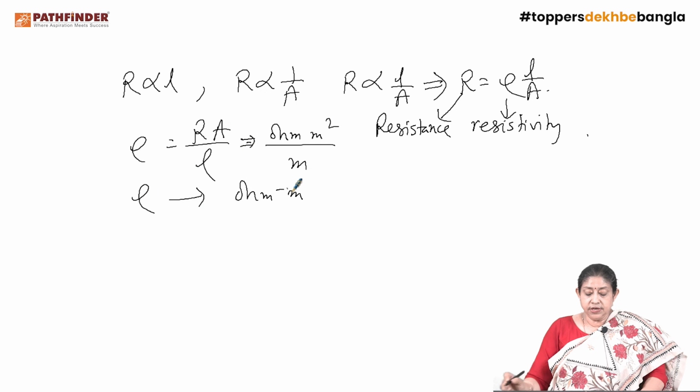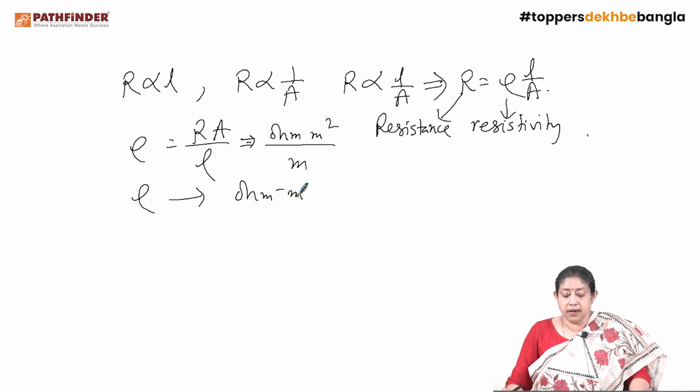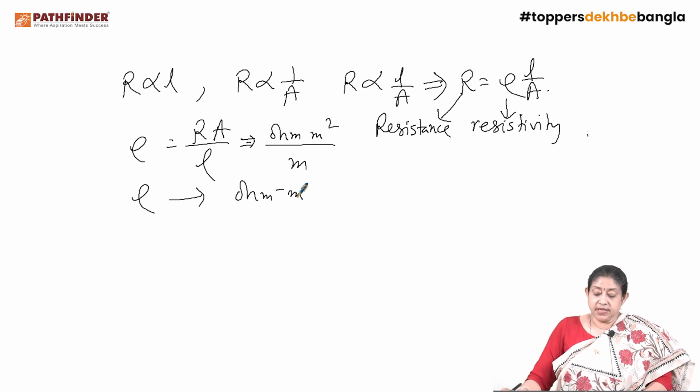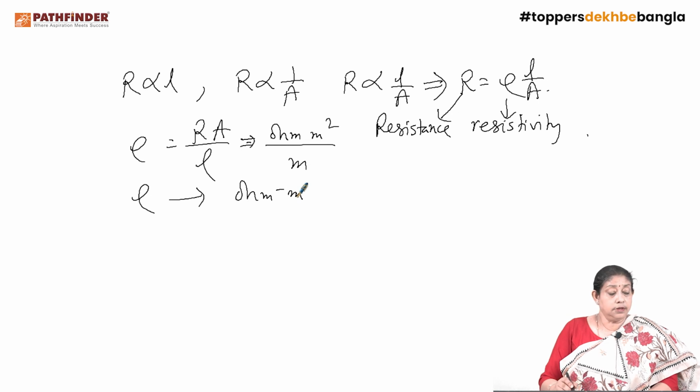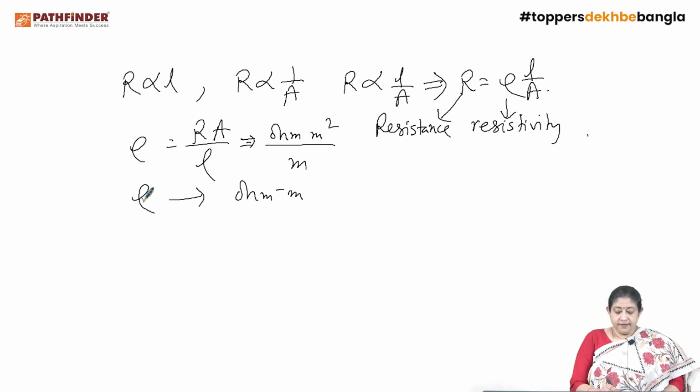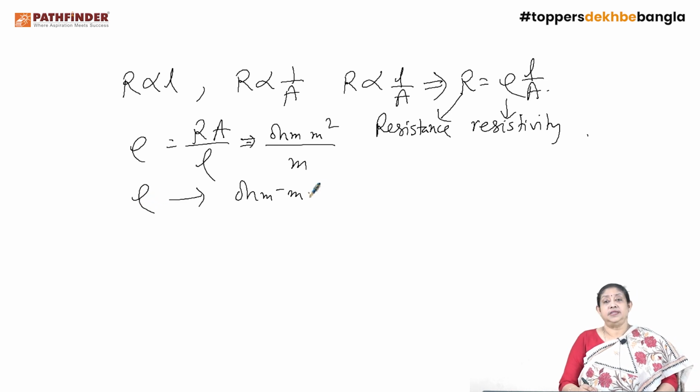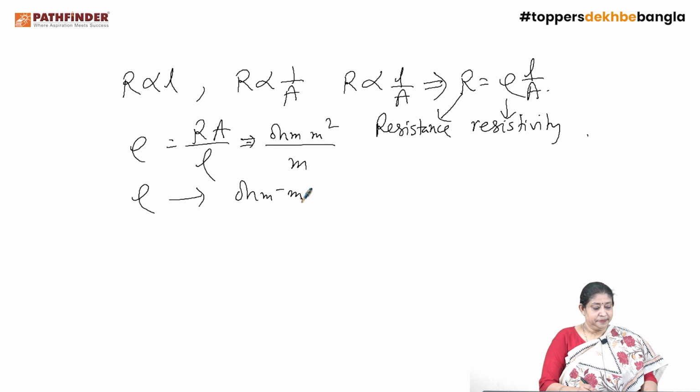So the equation is not only helpful for finding out the relation between resistance and resistivity, it also gives us the SI unit. We find from here that the SI unit of resistivity is ohm meter.